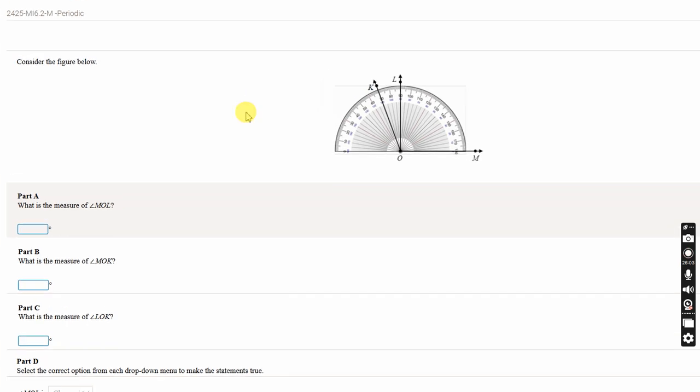Okay, MOL. Now when you have MOL, you can see it clearly, it's 90, but you can also calculate it. It's 180 here, and it's going to be 90 above. So 180 minus 90 is 90. Now what is MOK? MOK is obtuse.